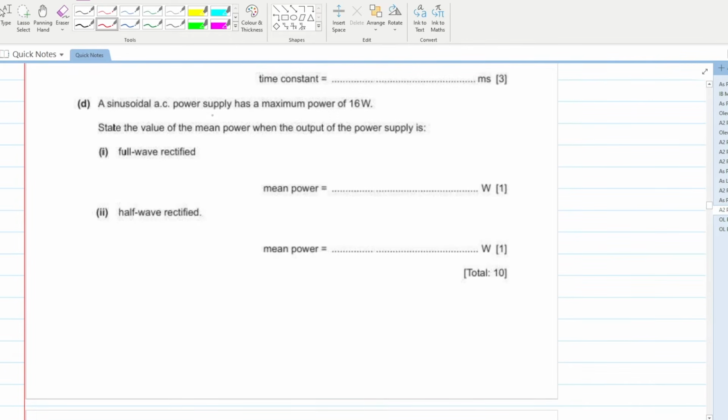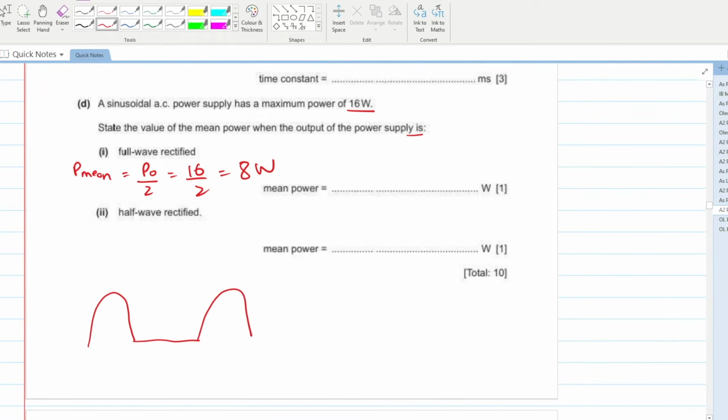A sinusoidal AC power supply has a maximum voltage of 16 volts. State the value of the mean power when the output of the power supply is full wave rectified. Mean power used to be equal to peak power divided by 2. 16 divided by 2 equals 8 volts. When the wave is half wave rectified, what will happen? Half the values are positive, half are zero. So the value will further be divided by 2. 4 volts will be your answer. Here 8 volts will be your answer.